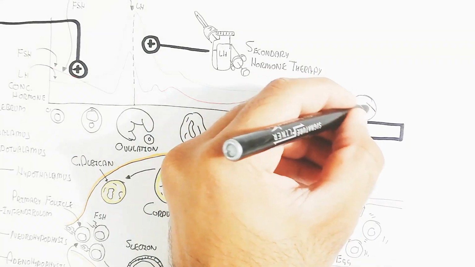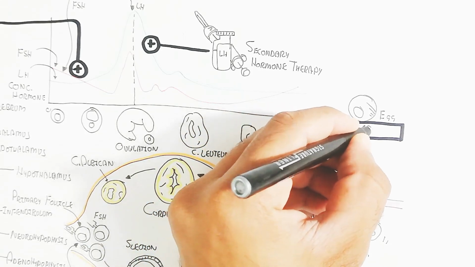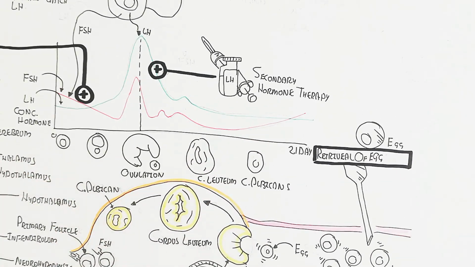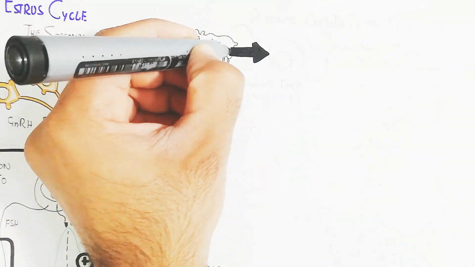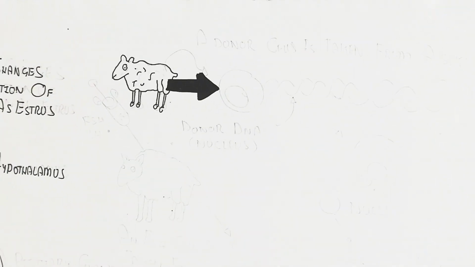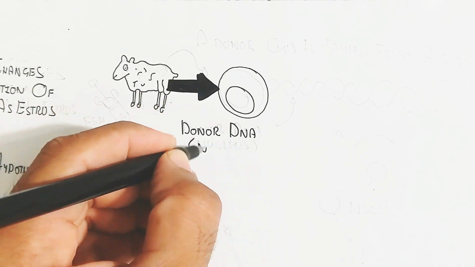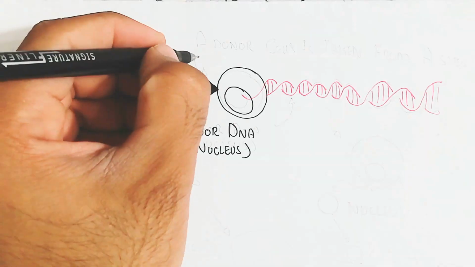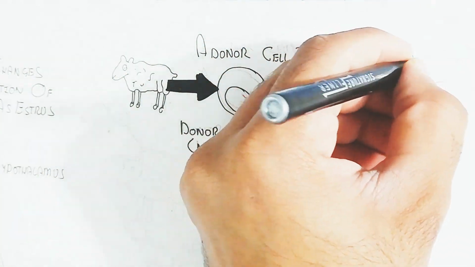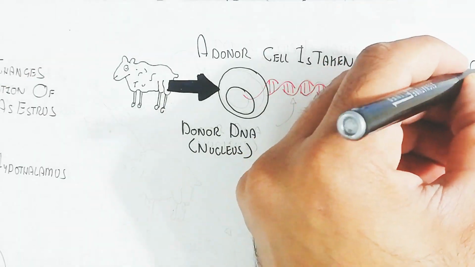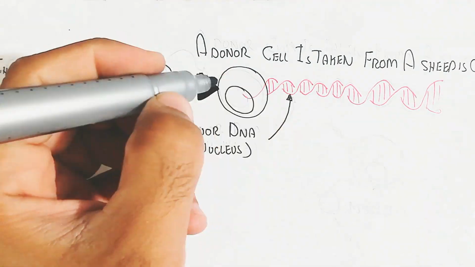The egg is retrieved through a needle. I am not going into detail about that, but you can just imagine and understand it. So in this way we have taken the egg. Here is the sheep, for example Dolly the sheep, and in this way a donor cell is taken from a sheep's organ. This contains a nucleus, and the nucleus contains DNA.